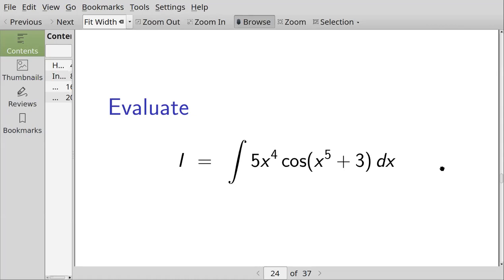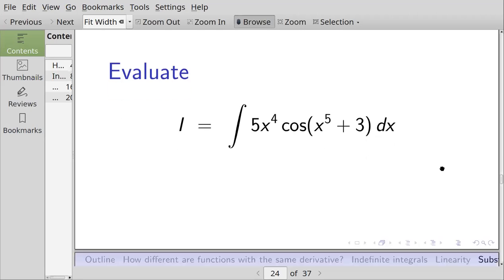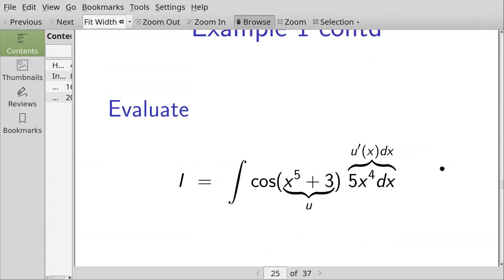So once again, inside the cosine function, I've got x to the 5 plus 3. And outside of that, I've got the differential of x to the 5 plus 3. I've got 5x to the 4th dx, okay? So it's the cosine of something times the derivative of something, and that sounds like the chain rule is going on here. So this is what I'm going to do. I'm going to let u equal x to the 5 plus 3. And then what's outside of the cosine is just u prime of x dx. So that's du outside.